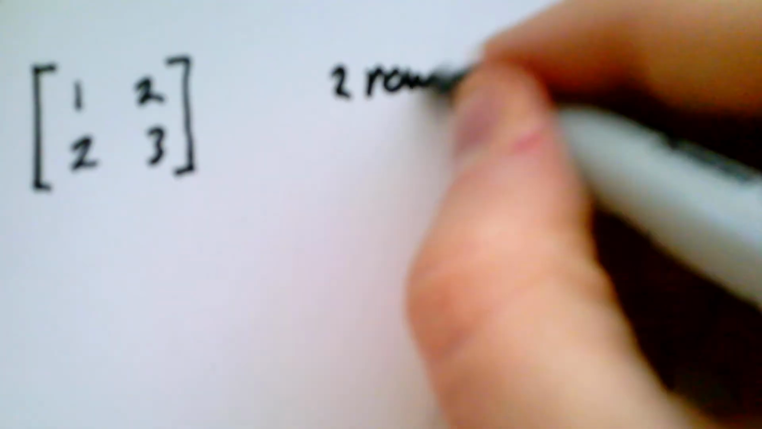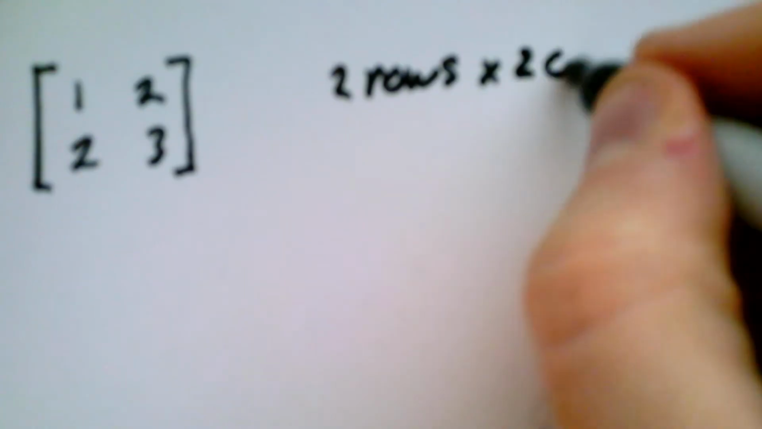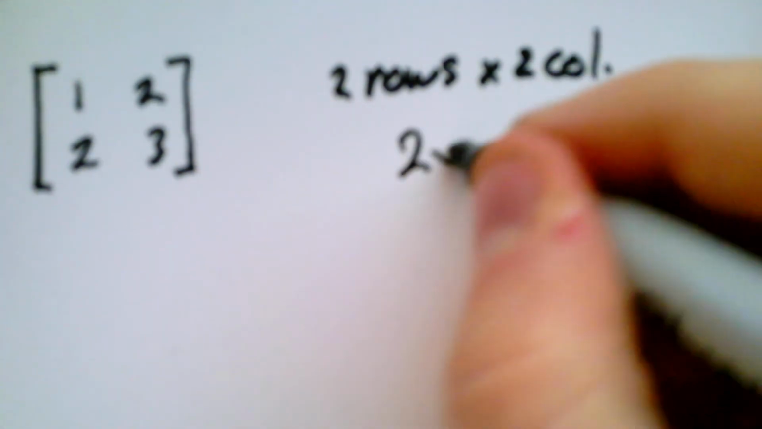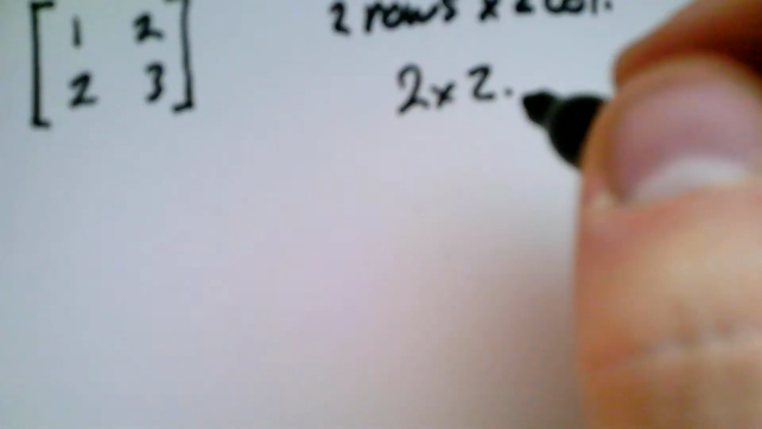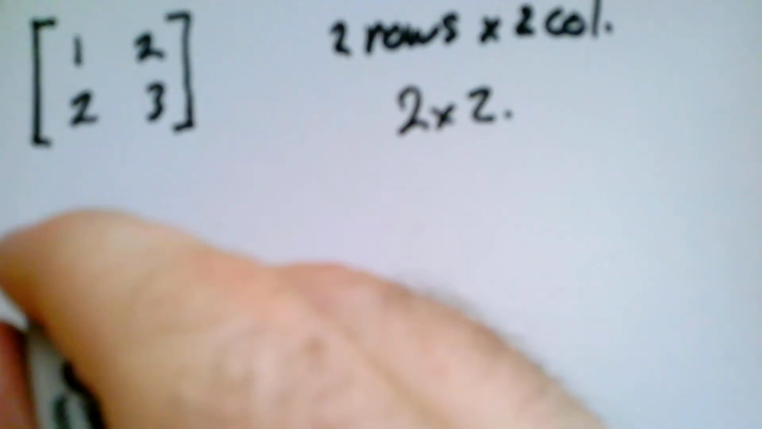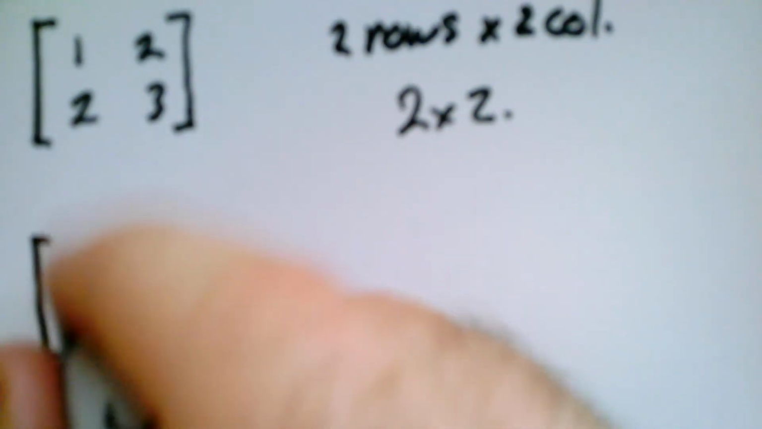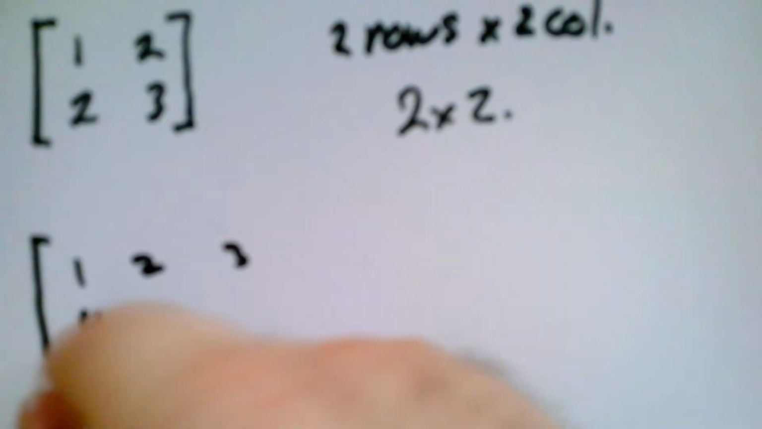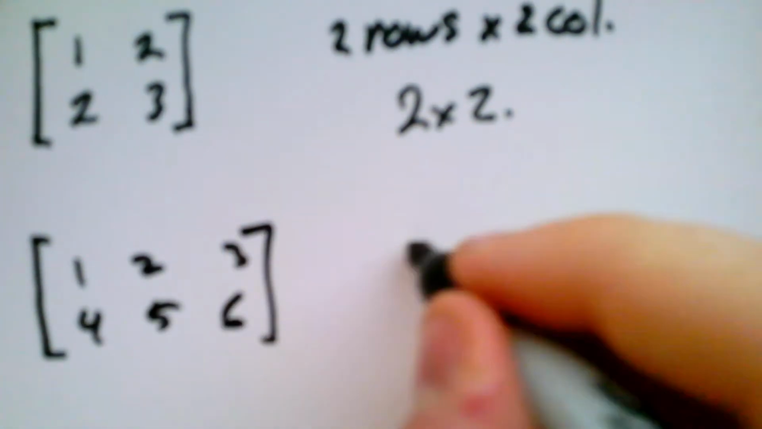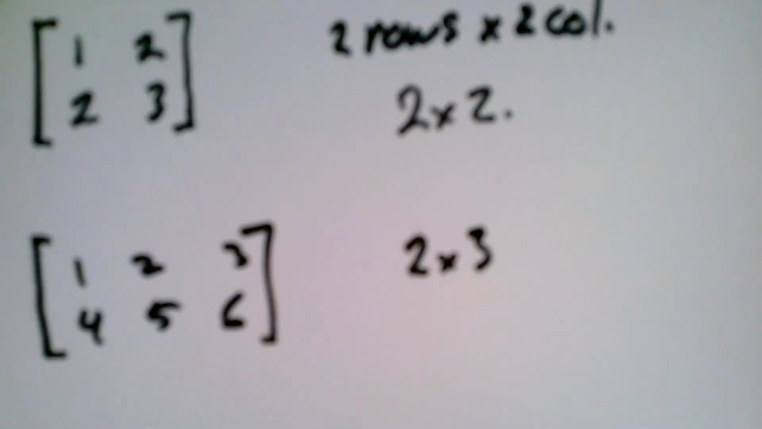And so this is a 2 by 2 matrix because it has 2 rows by 2 columns. So we call it a 2 by 2. On the other hand, if we increase the number of columns, 1, 2, 3, this here is a 2 by 3 matrix. So the first number refers to how many rows, the second one refers to how many columns.